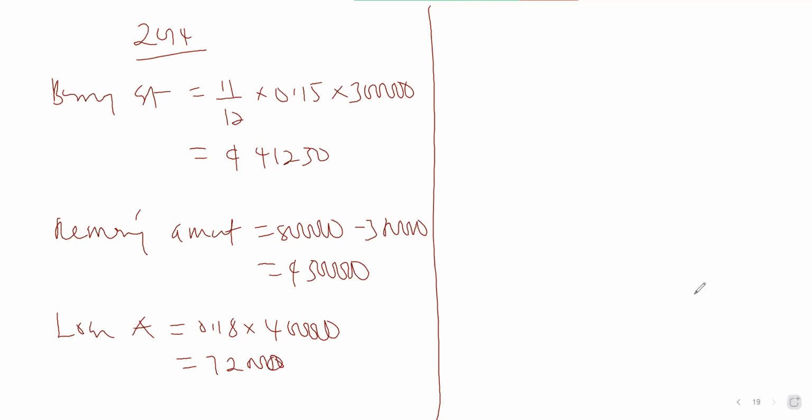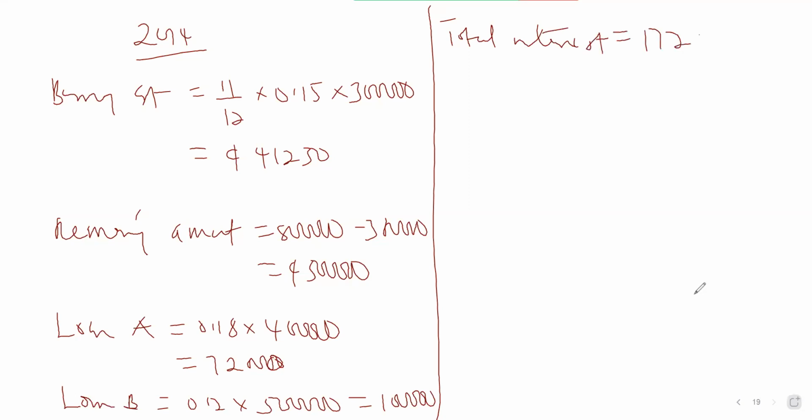Okay, let's come to loan B. What will be the interest on that? 0.2 times 500,000, which is 100,000. So what is the total interest that we are paying on the two loans? 172,000. You can see that this interest was paid on the two loans. So what is the total value of the loans? 900,000.